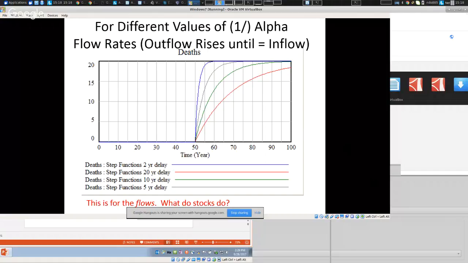The question was when alpha is big. Yes, I'm trying to build up the intuition with this. And each of these implies an alpha. So it's the opposite, but yes, that's absolutely correct.